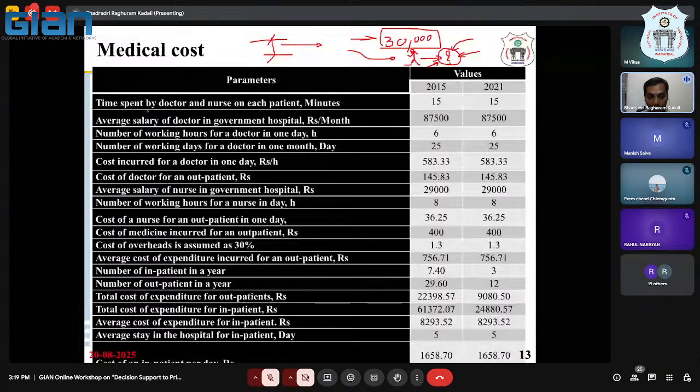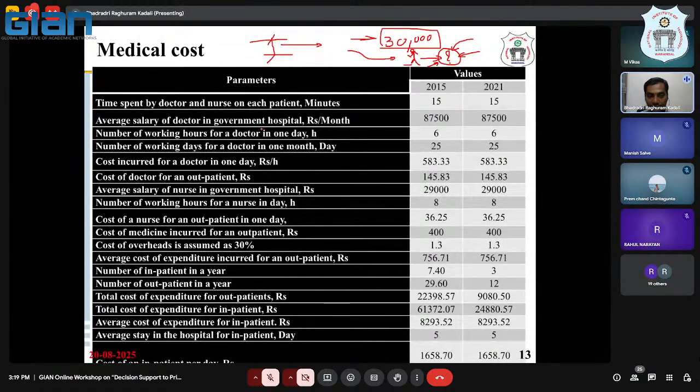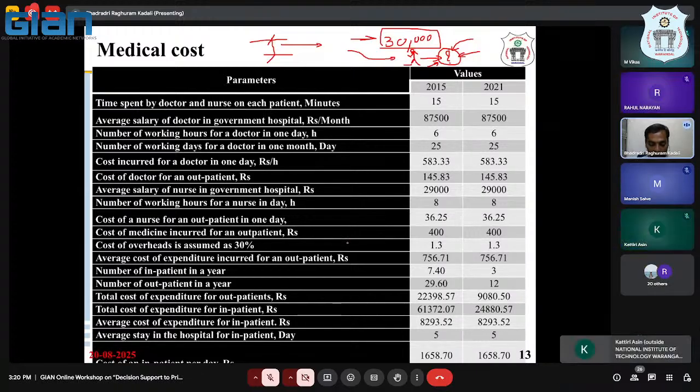So the time spent by a doctor or nurse on each patient will be converted into minutes, and this cost converted corresponding to the wages given for the doctor and the nurse, the average salaries of doctors in government hospitals, the number of working hours and working days, the cost incurred for outpatients, and the average salaries of the nurse. There are different points they have taken into the case. Then for each patient, what is the total expected cost for outpatients or inpatients.